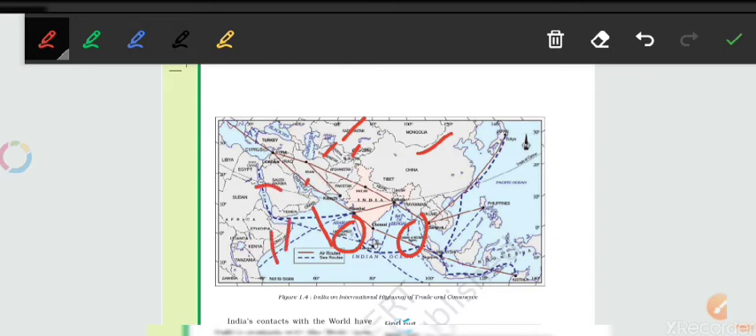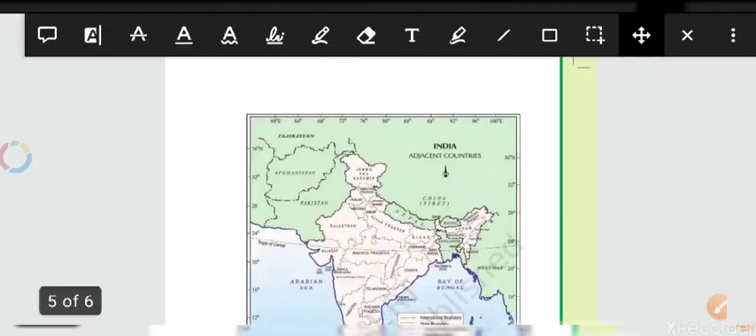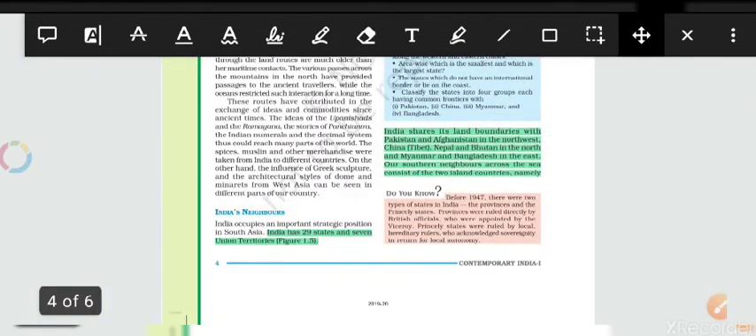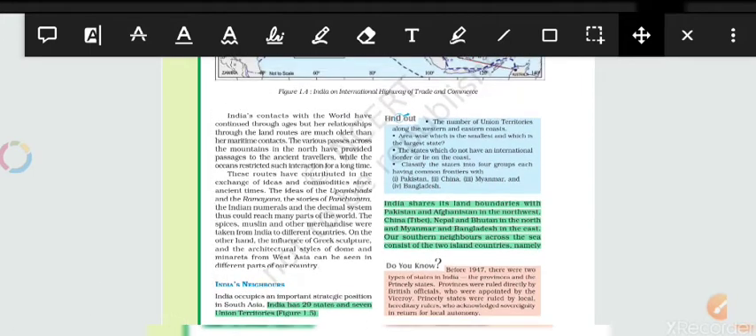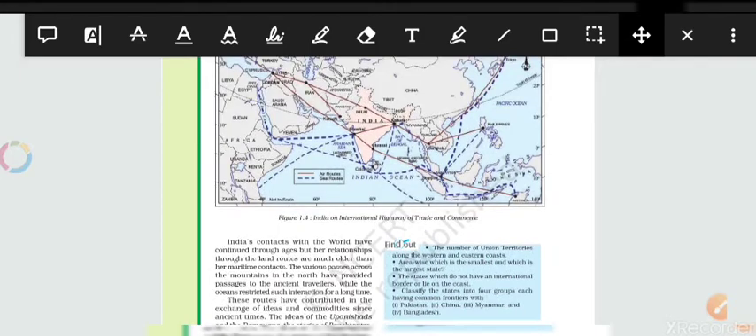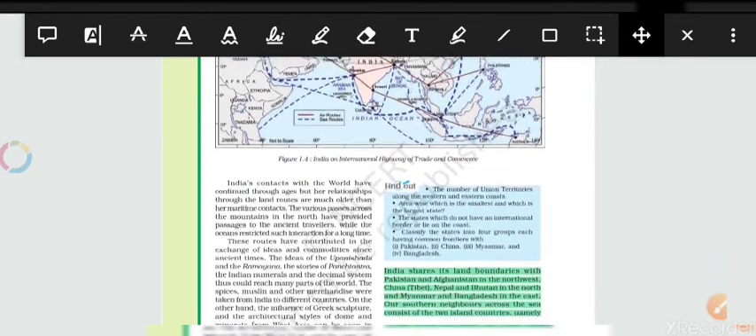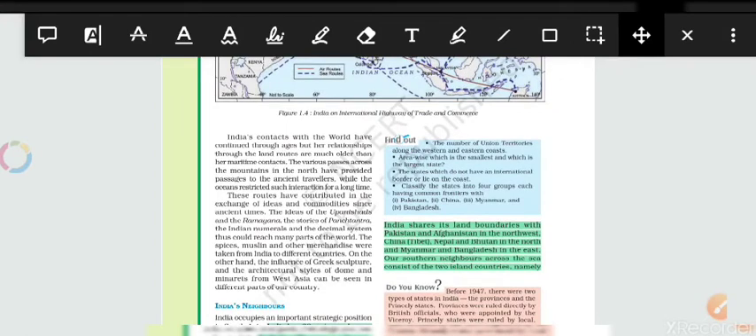So you have to get a better understanding of the neighboring countries and the location of those countries on the world map, so that in the future you can better understand all the geographical locations as well as geopolitical study. We have to understand India's neighbors, the nations nearby that share their boundaries with India. India shares its land boundaries with Pakistan, Afghanistan.